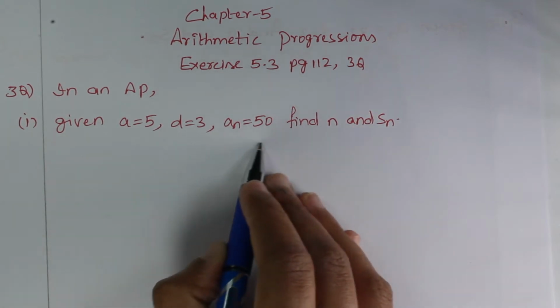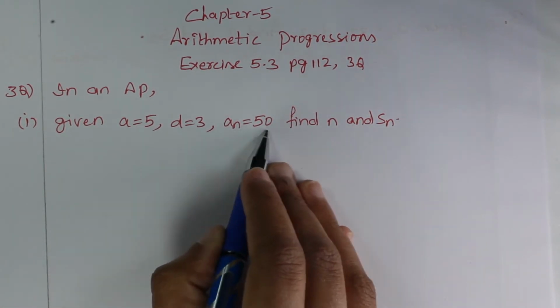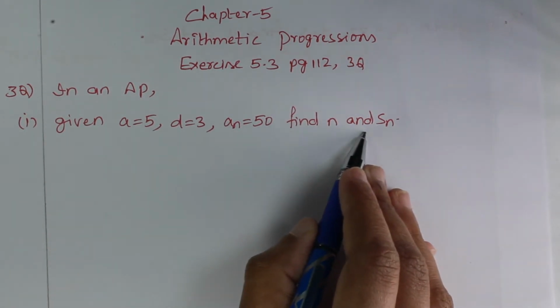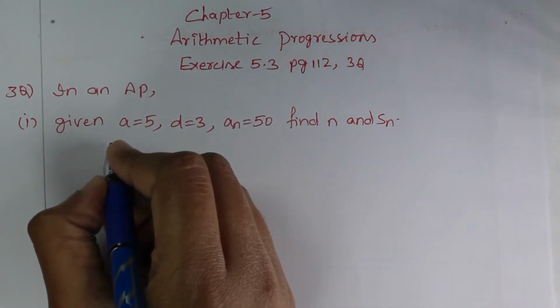So what is the formula we are going to use here to find the value of n? We know an, right? So what will be the formula we will be using here? You are right, an = a + (n - 1) d. So we will use that formula to calculate the n value. So let us see.